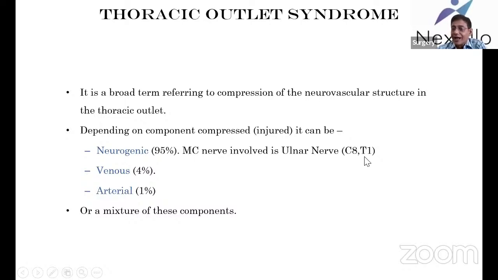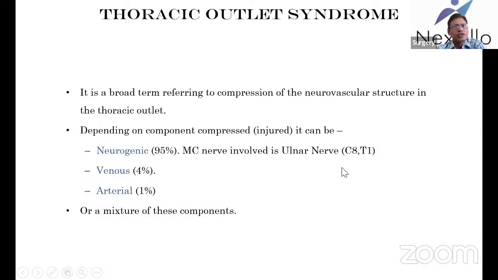Just once again, as Dr. Mohsin has told us, T1, when this nerve is passing out, it has to curve, and ultimately it is very prone to get compressed over there. Got it? Remember that point? So this is what has happened here, that the commonest nerve roots involved are C8 and T1.